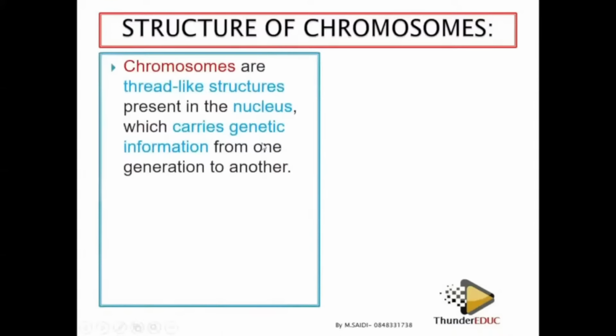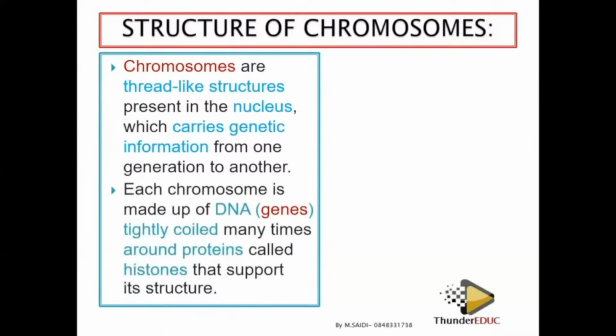So the structure of the chromosome. Chromosomes are thread-like structures present in the nucleus. They're thread-like. It means that they are like strings, thread-like structures found in the nucleus. That's why we talked about the nucleus, which carry genetic material. That's why you resemble your father. That's why you resemble your mother. They carry genetic material from one generation to the next generation. So it means that your kids will try to resemble you.